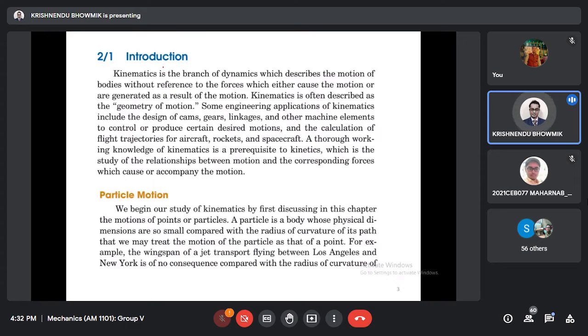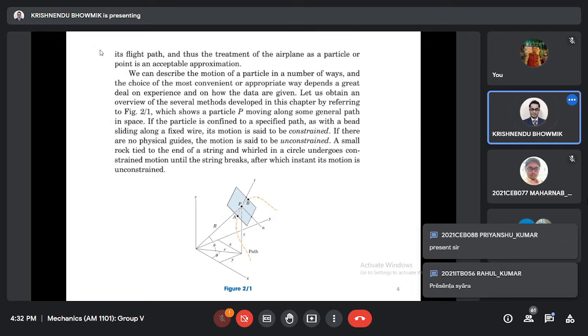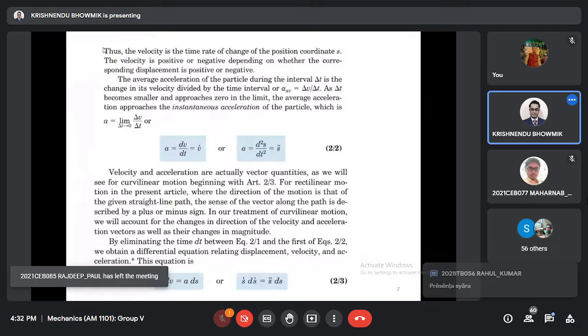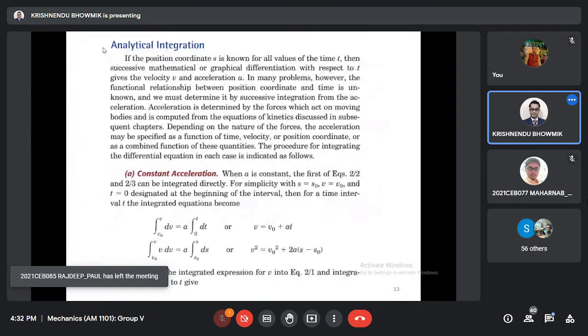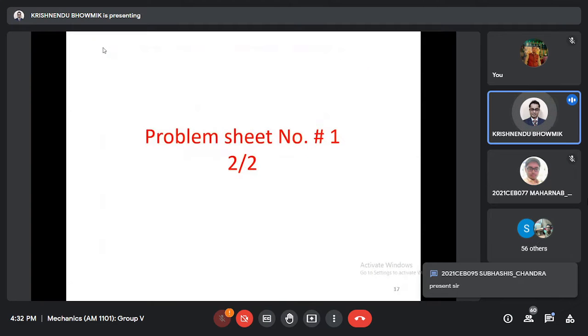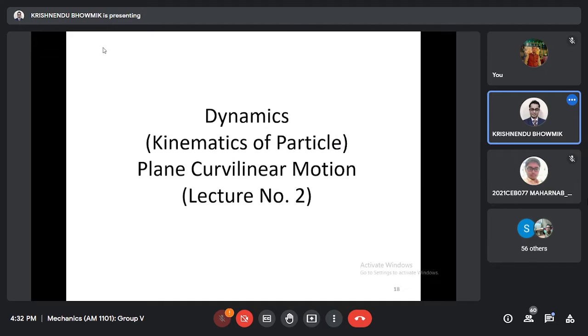And we are covering only chapter 2. Let me show you 2.1. You have to read only this one. 2.1, then 2.2, note down these points. That will be the first one, rectilinear motion. Then we will move to one problem sheet. Then next will be curvilinear motion.